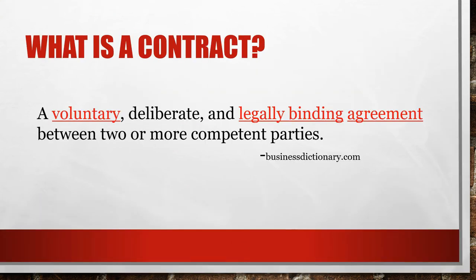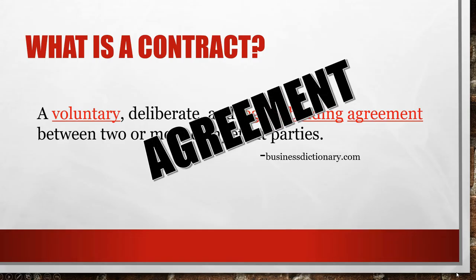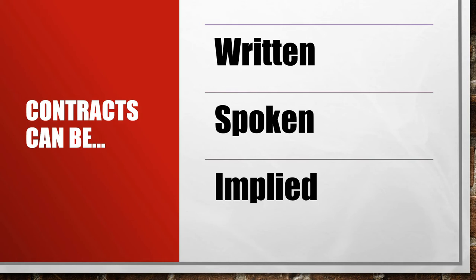So I found this definition of a contract in the Business Dictionary online, and I feel like it gives the best explanation. So what is a contract? A voluntary, deliberate, and legally binding agreement between two or more parties. So basically, an insurance contract is an agreement, right? That's a contract.